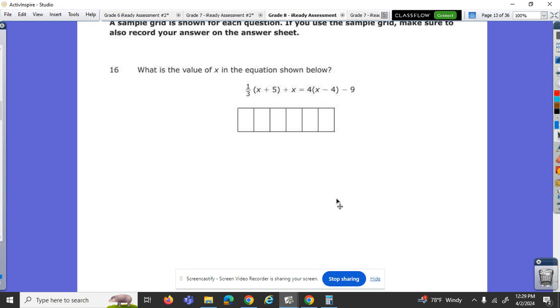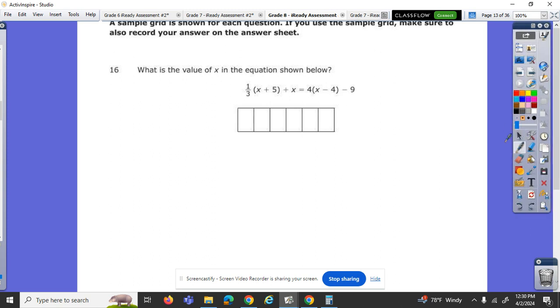Good morning, 8th grade. We made it to the calculator active section. So take a look at number 16 with me. This one we have a distributive property on both sides. And of course, we're trying to solve for x. So let's see if we can do this one here.